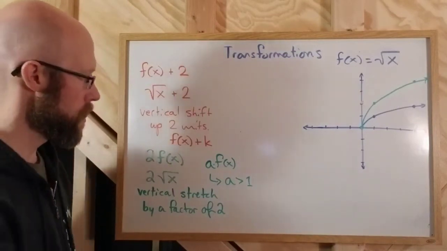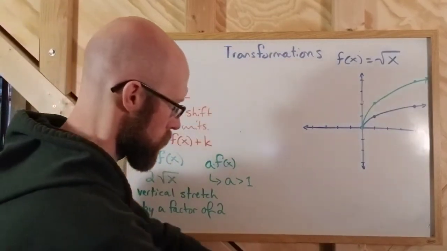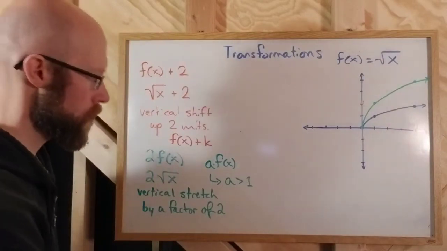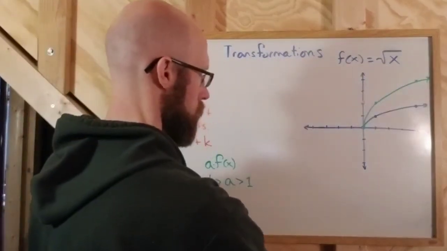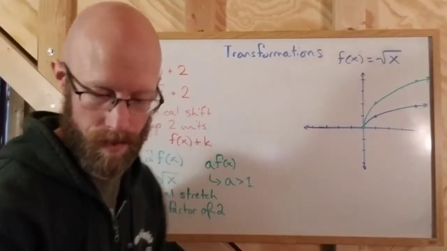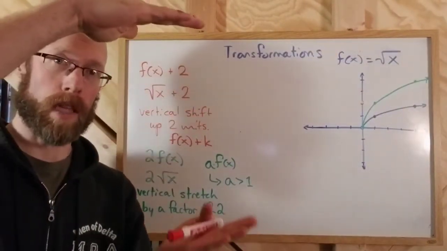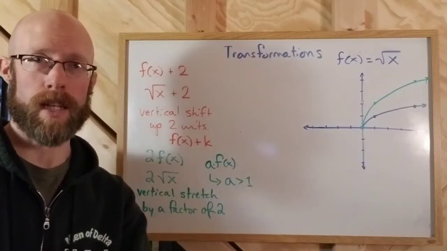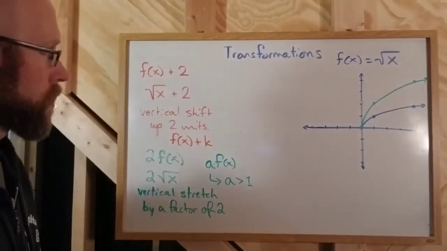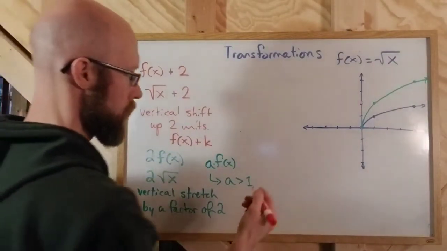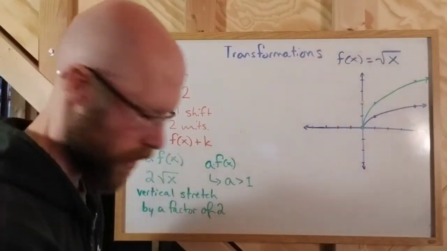Okay, now let's take a look at a situation where we are no longer stretching the graph, but compressing it. And compression is going to be the case where you multiply by something less than 1, and it's going to bring everything down toward the x-axis. Okay, so an example of that, use a different color.